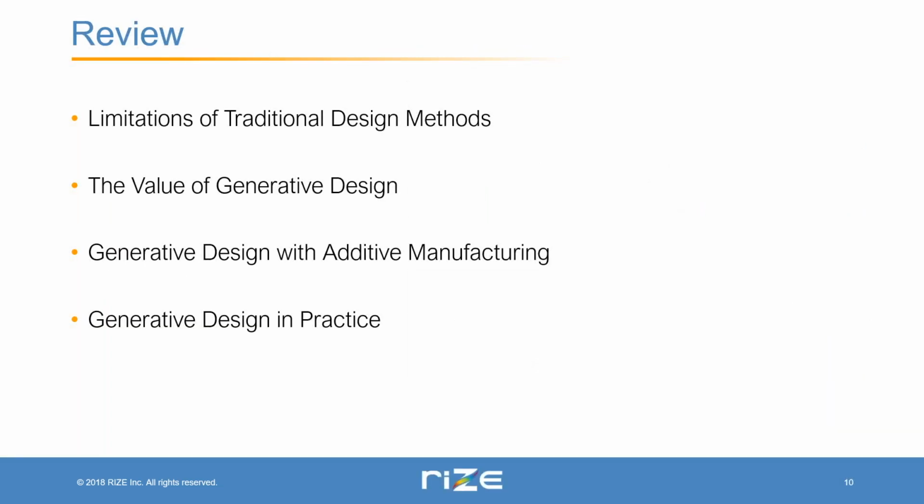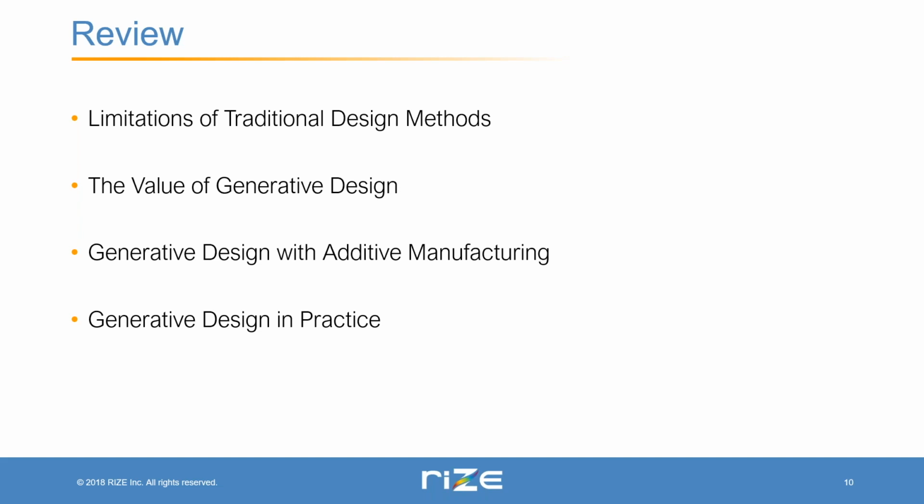All right, so those are all the major points that I wanted to cover. Just to do a quick review, we talked about limitations of traditional design methods and how generative design can sort of fill in the gaps that a lot of traditional approaches have. It can help you leverage the capabilities of additive manufacturing that maybe traditional methods haven't been able to harness in the past. There are a whole variety of different things that generative design is useful for.